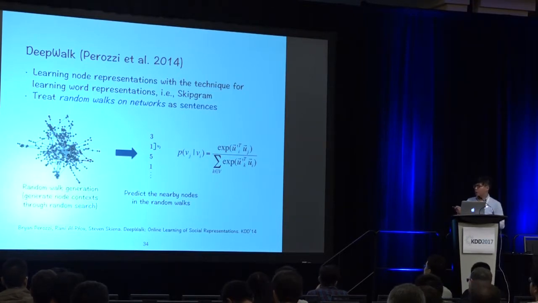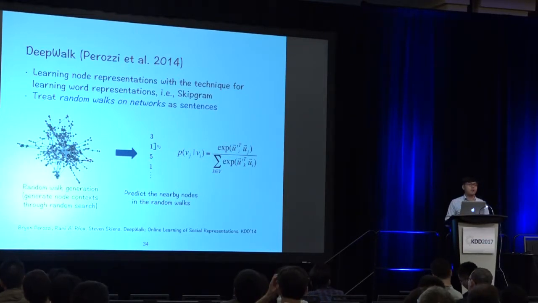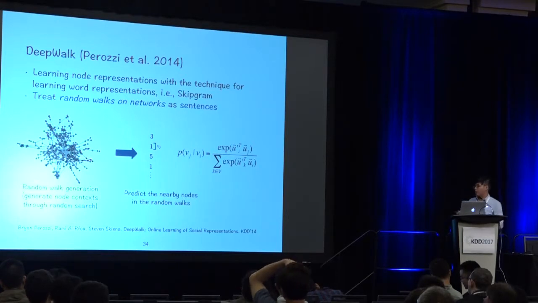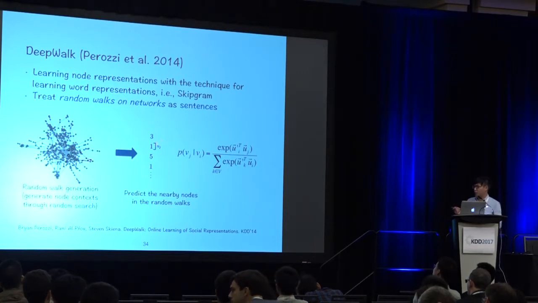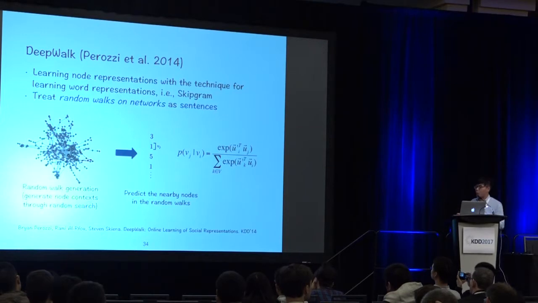Basically, the DeepWalk algorithm has two steps. One step is to generate random walks from the original networks. For example, we can generate the node sequence 3, 1, 1, 5, 1. So this is the node sequence, and we treat this sequence as a sentence. And then, as is done in the skip-gram model, we want to predict the nearby word, or here the nearby node. So we want to use node 1 to predict node 3 and use node 1 to predict node 5. And the prediction is still done using the same formula used in the skip-gram model, which is a softmax function, okay?